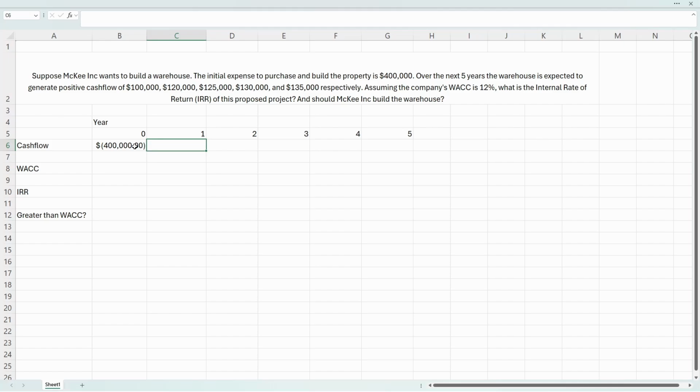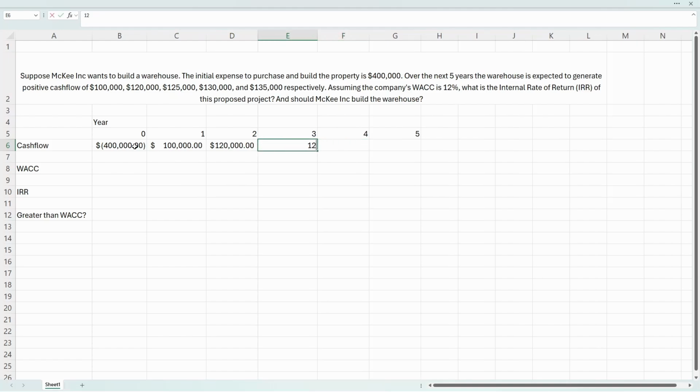Then in years 1, 2, 3, 4, and 5, we have 100,000, 120,000, 125,000, 130,000 and 135,000. Those are our positive cash flows, and year 0 is our negative cash flow. And our discount rate for the WACC is 12%.